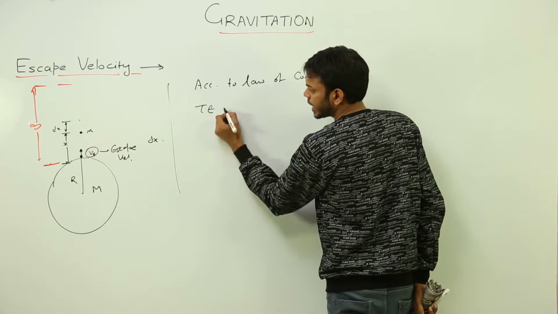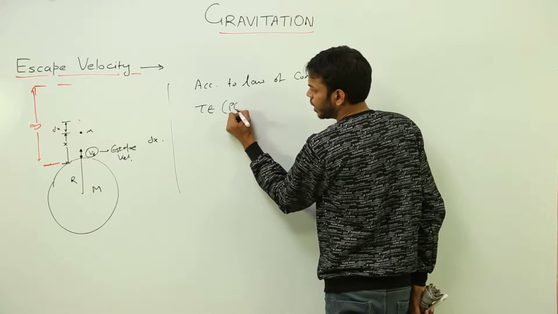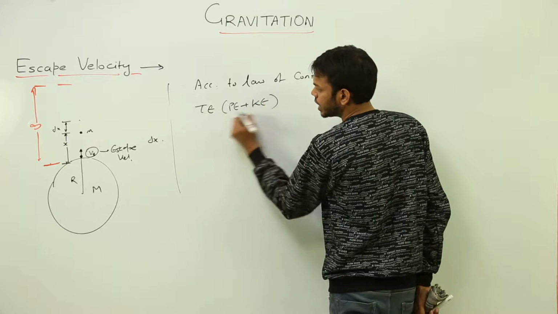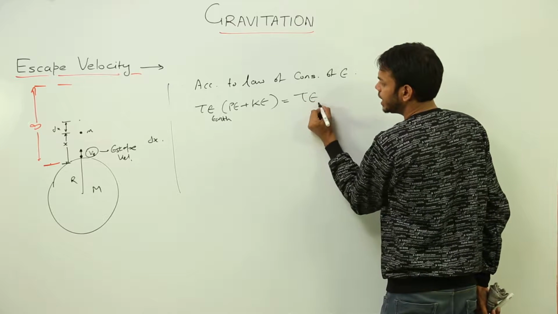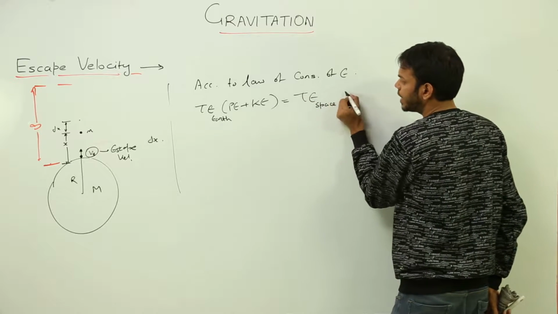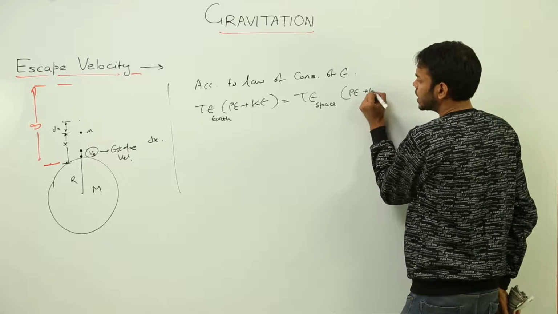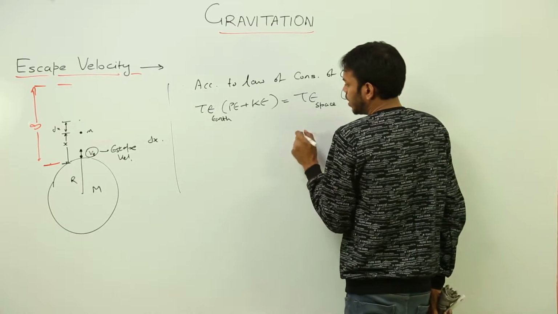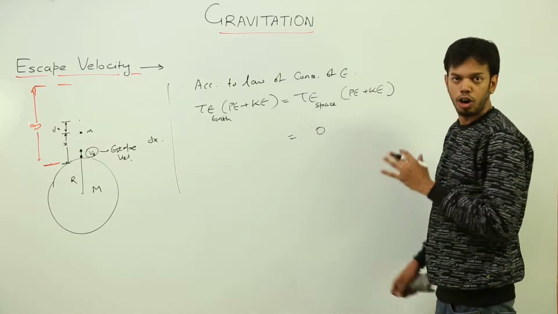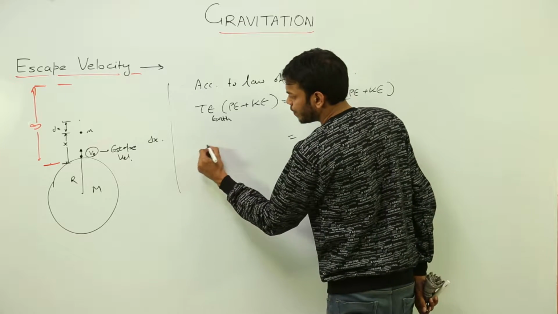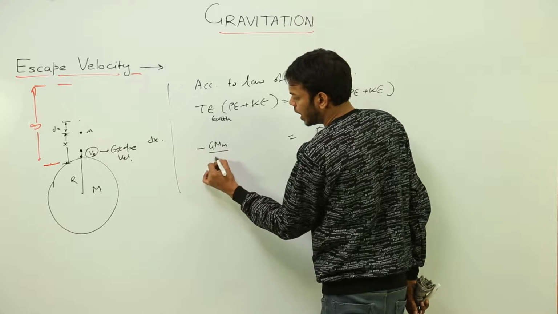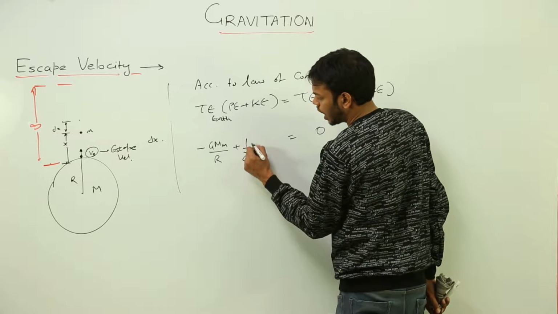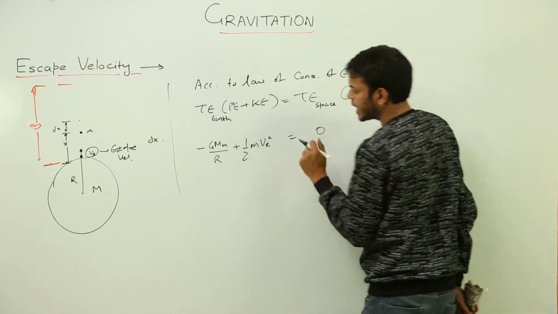Law of conservation of energy. Total energy at Earth, that is potential energy plus kinetic energy at Earth, is equal to total energy in space, right? Which is potential energy plus kinetic energy. This is equal to 0. I already explained what is potential energy. We did the gravitational potential, that was minus GM over r, and what is kinetic energy? Half m v square, where v is escape velocity.